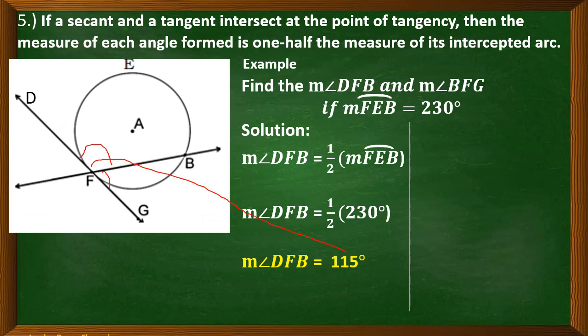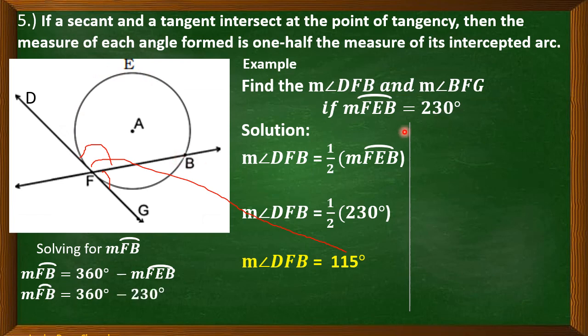Now we have to solve also measure of angle BFG. But we don't have yet the measure of arc FB. So we have to solve first for the measurement of arc FB. So we have 360 degrees minus the measurement of arc FEB, which is 230 degrees. So we have 360 degrees minus 230 degrees, and that is equal to 130 degrees.